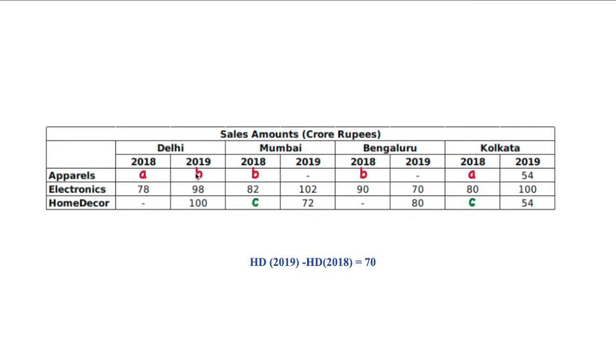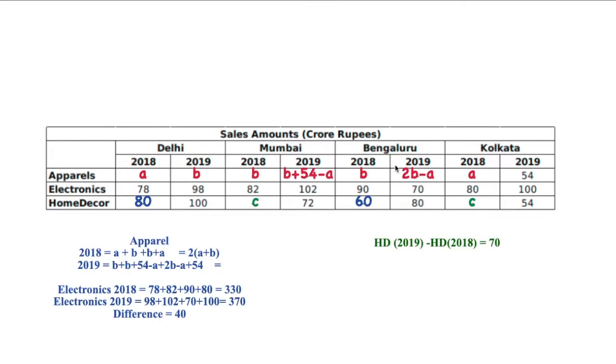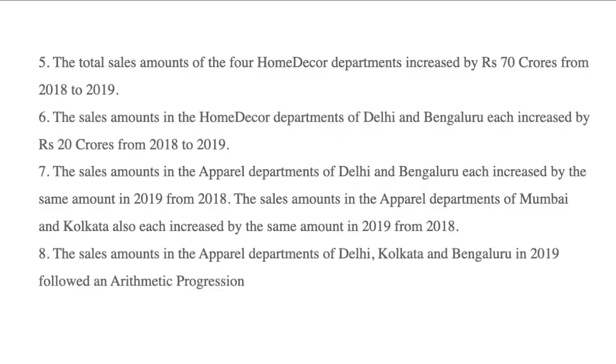So here we can see it is B minus A, right? This means that for Bengaluru, to get the same difference, we just have to add the difference to the 2018 sales, right? So we'll get it as 2B minus A. And the same goes for Mumbai and Kolkata. Here the difference is 54 minus A, and if we add that over here, we'll get B plus 54 minus A. So this means that our table is full. We have the assumed values. We need to calculate the assumed values. Okay, so let us check the last condition.